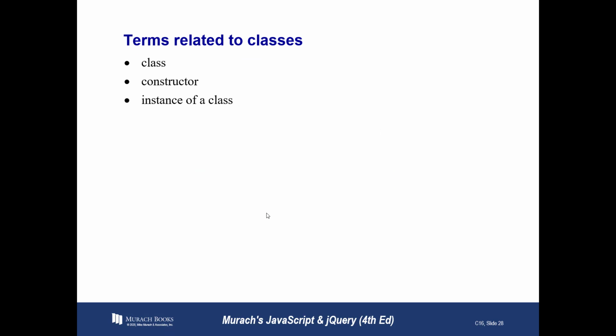So when you work with classes, really a class is a blueprint from which you can create objects. A constructor is the first method that gets called when you instantiate or create a class. All right, and an object is an instance of a class. In fact, the act of creating an object from a class is typically referred to as instantiation.